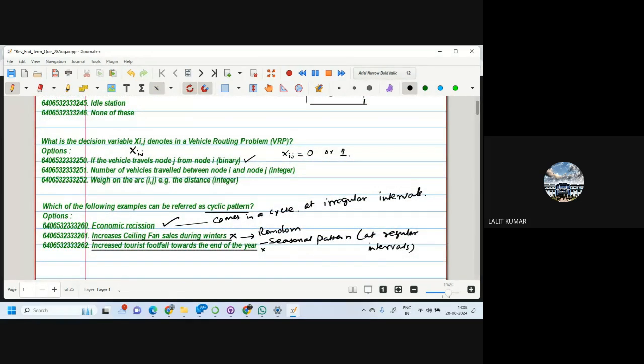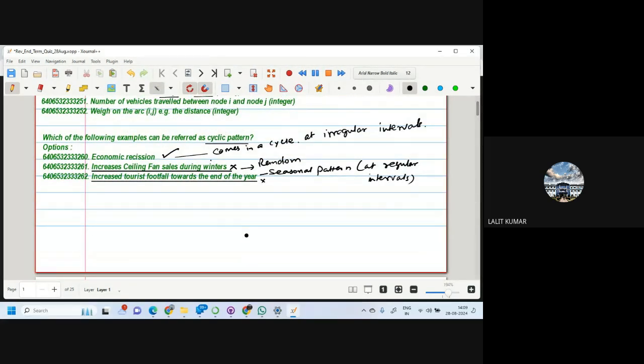What is the decision variable Xij denotes in a vehicle routing problem? Xij is binary, 0 or 1. It tells whether the vehicle travels from node i to node j. There is an i, there is a j, and Xij is equal to 0 or 1. If it is 0, it does not travel. If it is 1, it travels from i to j.